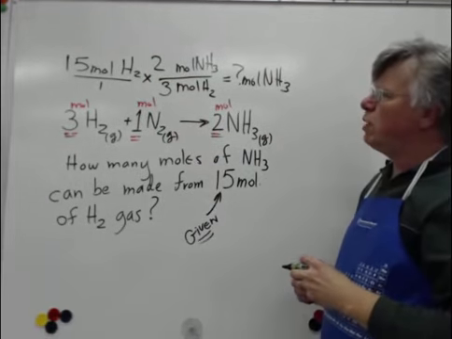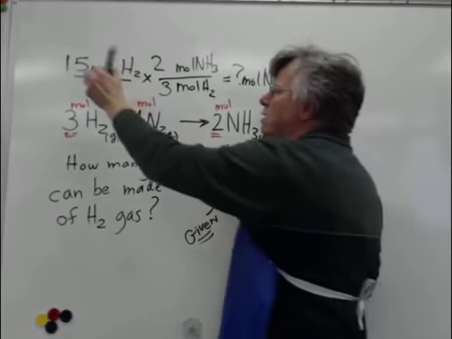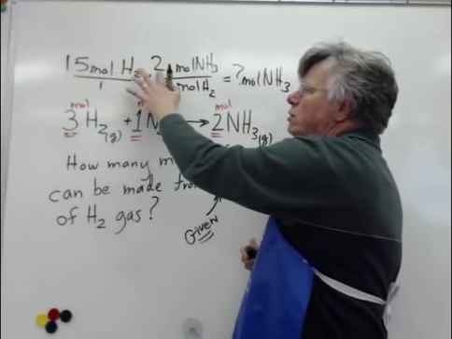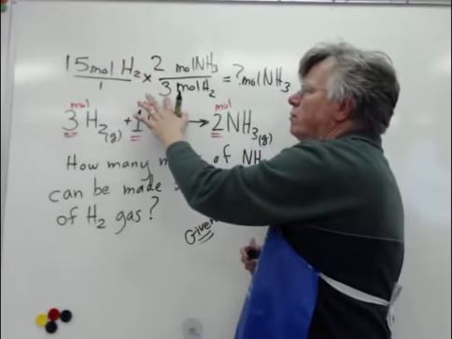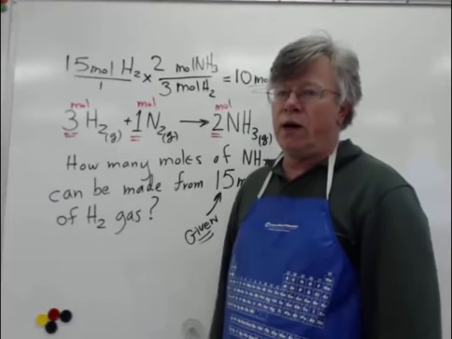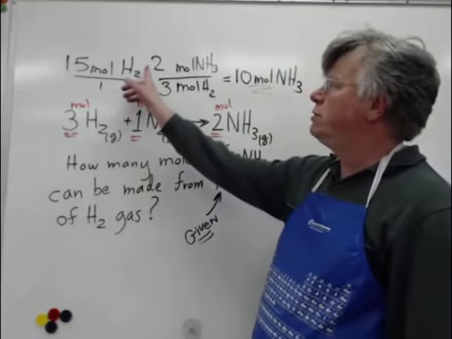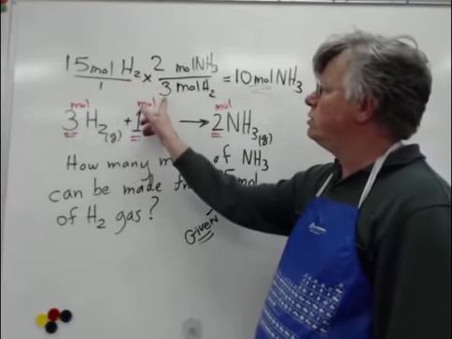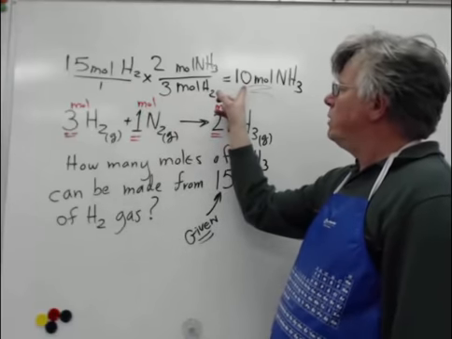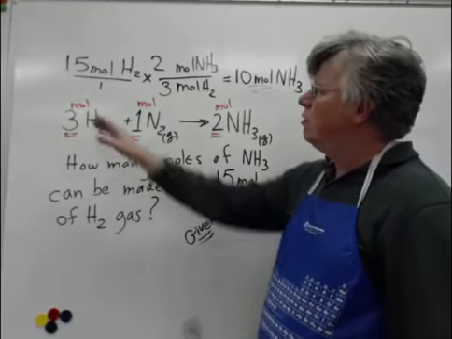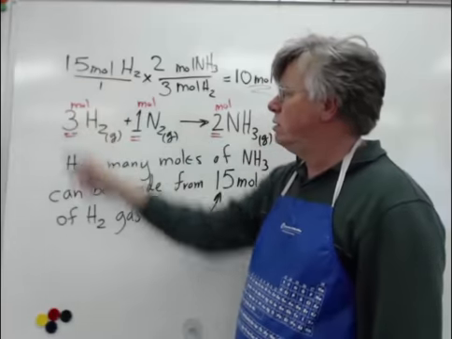And so to solve this problem, I'm going to need to take 15 and multiply by 2 and divide by 3. Now doing the math, 15 times 2 divided by 3 equals, I am going to be able to make 10 moles of ammonia from 15 moles of hydrogen.